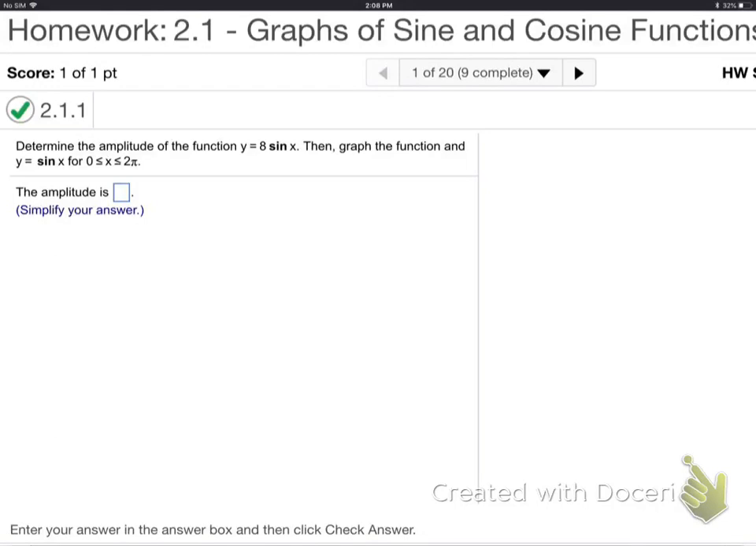All right, so here we go. So we're looking at y equals 8 sine x. Let me write it a little bigger for you, 8 sine x. So what is that 8 going to do to the graph? Up to 8 instead. Yeah, that's the amplitude, isn't it?